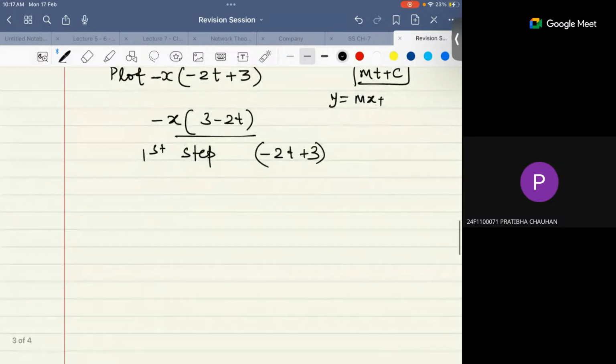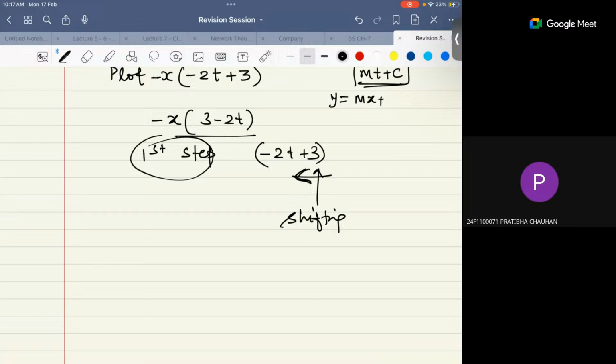And then the second step: mostly we are solving with backward propagation. We are not learning forward at all, because you will be getting confused in the exam. So start from the right hand side itself. First write it in the form mt plus c, and then start from the right hand side, like our backward propagation. The first thing should be shifting, and then you'll be doing the scaling with minus 2.